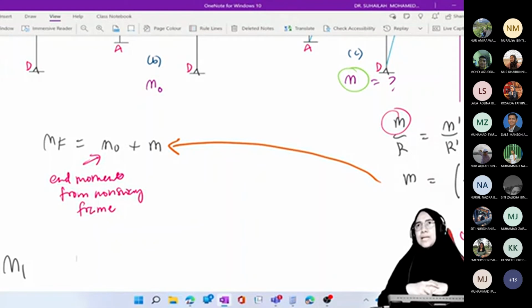So nanti dalam minggu ni saya akan bagi the video untuk cover this example soalan ni. Saya akan buat solution. Lepas tu saya akan cover jugalah, mungkin ada satu dua lagi video yang akan cover one incline column and two incline column for you to do your summative 1.3.